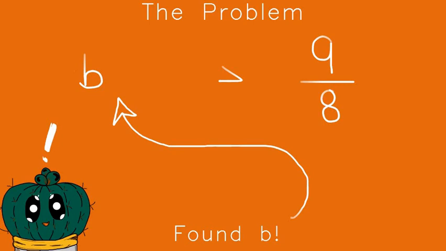We have not found a single value of b, but a whole list of values that b can take on. Whatever the value of b is, it is going to be greater than 9/8, which is something greater than 1 point something. So we have 1 whole and 1/8. That is what we have.